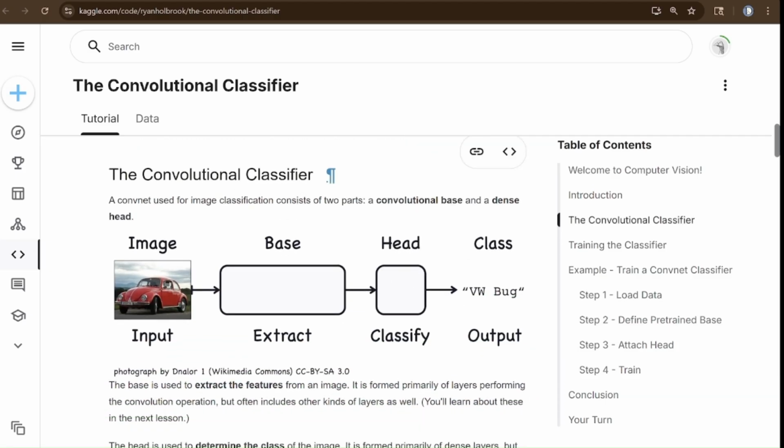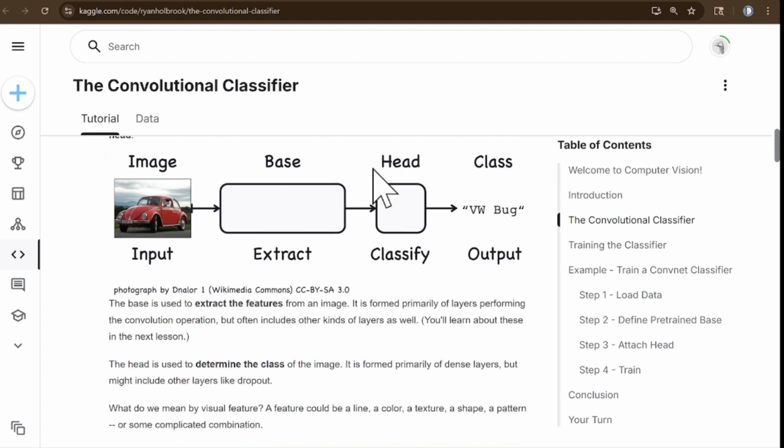Okay. The convolutional classifier, how does it look? See, it has two parts. One is base and another is head. This is the convolutional base. This is the dense head. What does the base part do and what does the head part do? Now the base is used to extract the features from an image. And any image, let's say this is a car. What are the features of this car? The headlights, the steering, the gear, wheels, the color, any kind of line. These are the features of a car, right? So every image has some features. So the base part extracts those features. And what does the head do? The head classifies them.